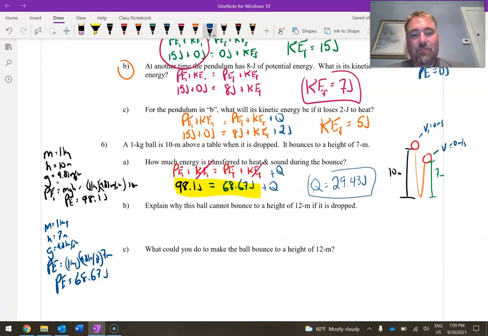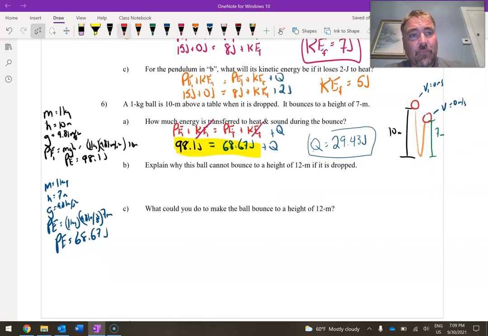Okay. Now, part B: explain why this ball cannot bounce to a height of 12 meters if it's dropped. Well, if we found the potential energy at 12 meters, and I'll just do this here, mgh. So I'm going to go 1 kilogram times 9.81 meters per second squared times the height of 12 meters. So if I pop that in, I'm going to quickly just do it right here. 1 times 9.81 times 12, I get 117.72 joules.